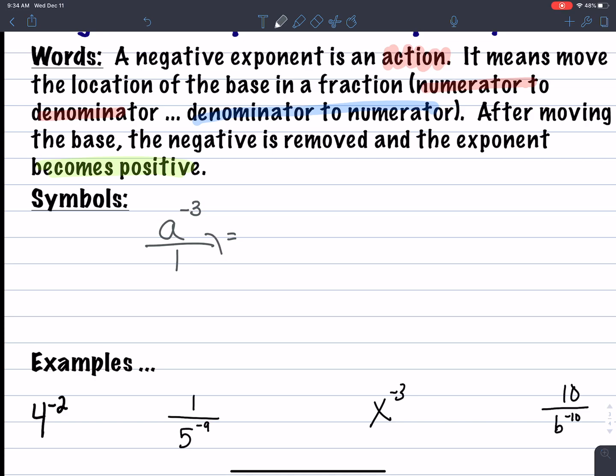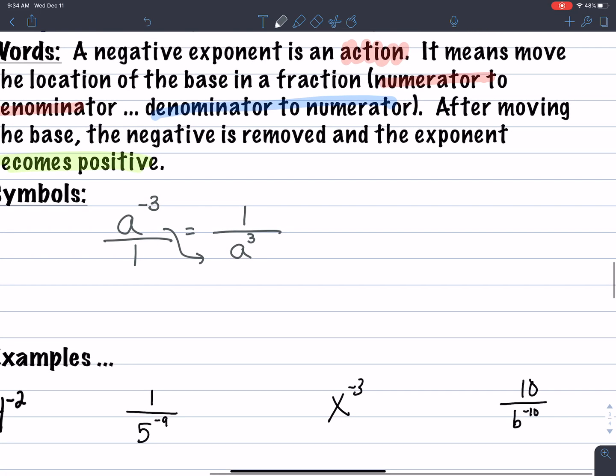So if it's in the numerator, the negative exponent would tell it to move the base to the denominator, and then the exponent becomes positive. Now, if I remove everything from the top, I just do a placeholder of 1.